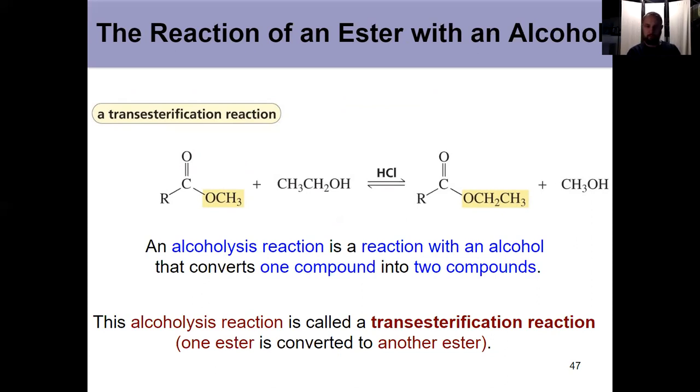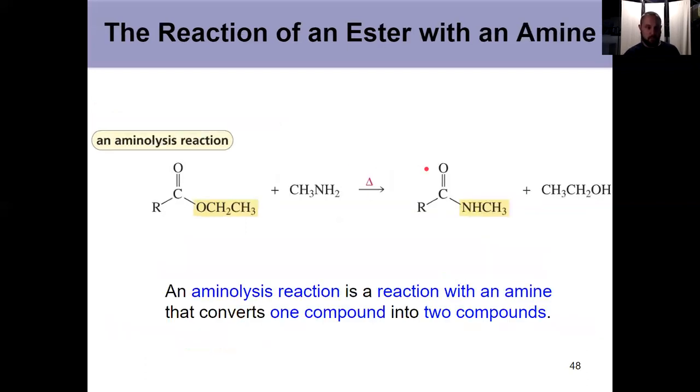So both of those reactions, the hydrolysis and in this case the alcoholysis, are, again, acid catalyzed, which we see with our HCl right here. Okay. What else can we do?